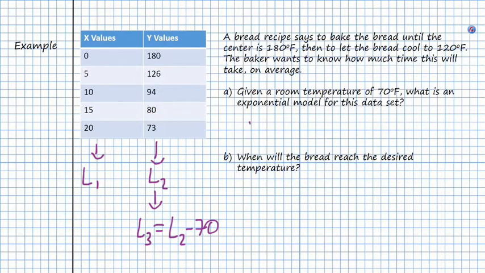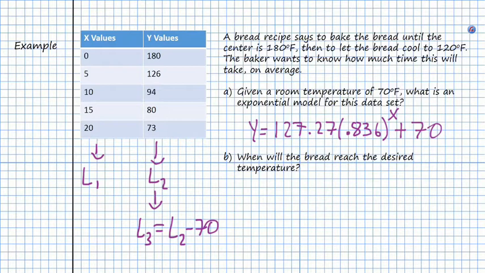And so what I'll get is that y is equal to 127.27 times 0.836 to the x plus 70. So remember, now we want to make sure that we're doing this plus 70 at the end because that is going to be our asymptote. And then we want to know when the bread will reach the desired temperature. Well, that's just a matter of now plugging in our numbers.